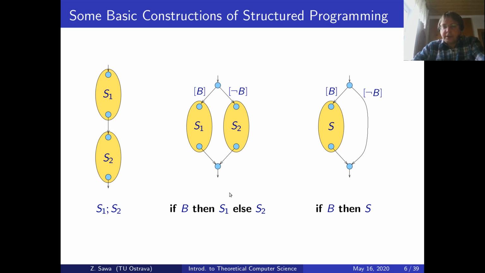So this was a kind of if where we have two branches. We can also have a variant of if with just one branch. When the condition is true, then some statement S is performed, and otherwise it's skipped.